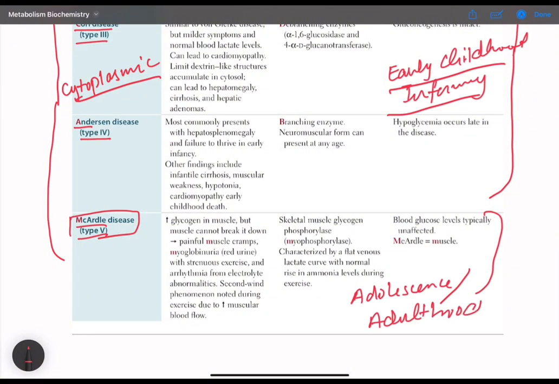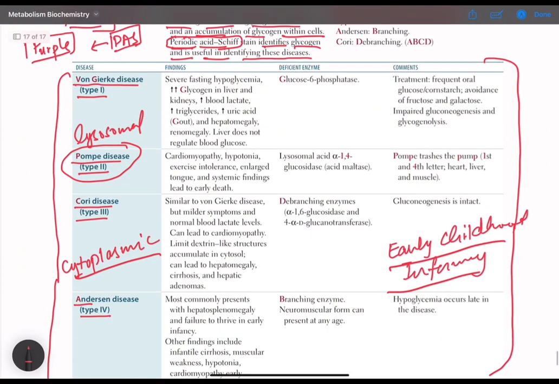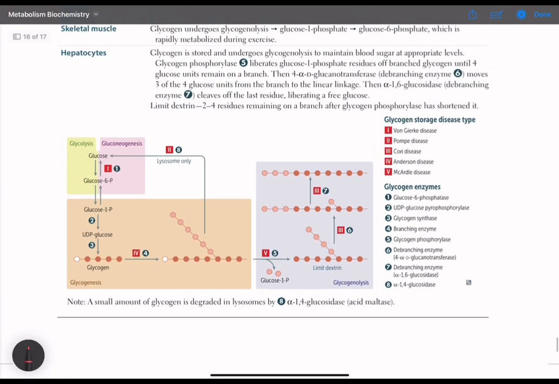So this was the general discussion on glycogen storage disease. Now let's dive into each of the respective diseases. The very first disease is von Gierke disease, or type 1 disease. The deficient enzyme is glucose 6 phosphatase. Glucose 6 phosphate is converted into glucose by glucose 6 phosphatase, so glucose 6 phosphate cannot be converted into glucose, and we have disrupted glycogenolysis.